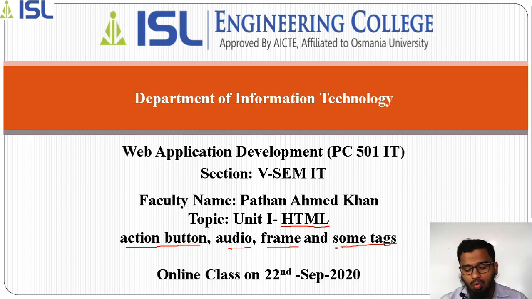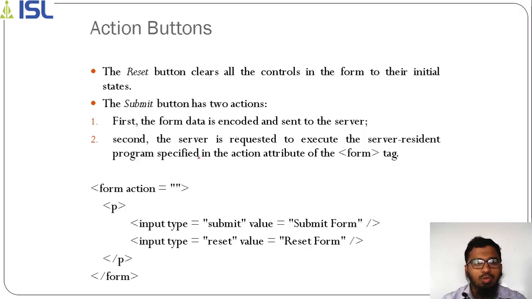Okay. So in the previous class, we saw how to make the form, how to add the text box, how to add the label, how to add the radio button, check box. In today's class we are going to see the action button. We created the form last class, so we need to add two buttons. One is for submit and another for reset.